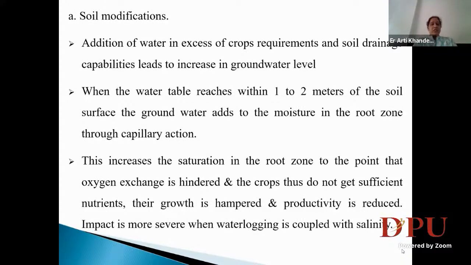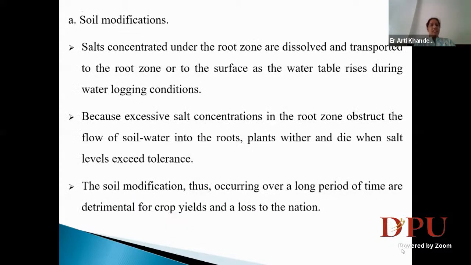When the water table reaches about 1 to 2 meters of the soil surface, the root zone becomes saturated to the point that oxygen exchange is hindered, and the crops do not get sufficient nutrition, which totally affects the productivity of the crops as well as the growth of the farms. These are some other points.